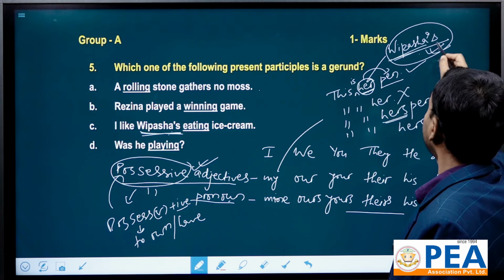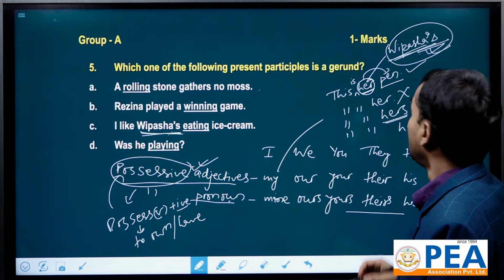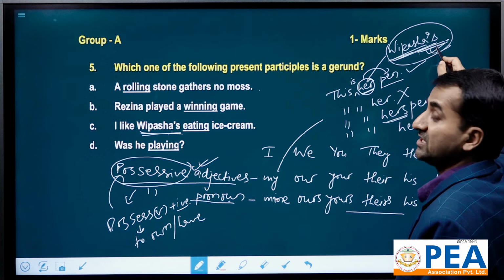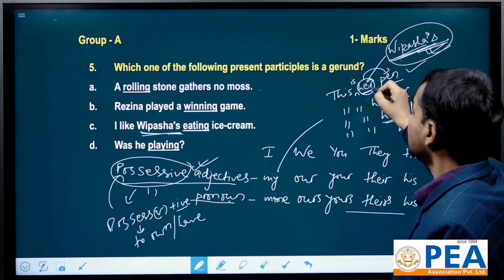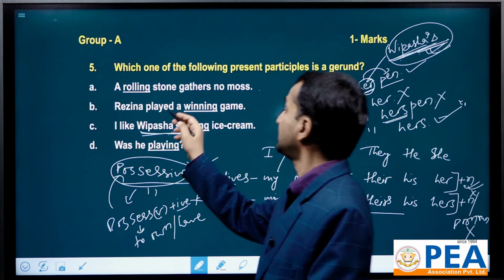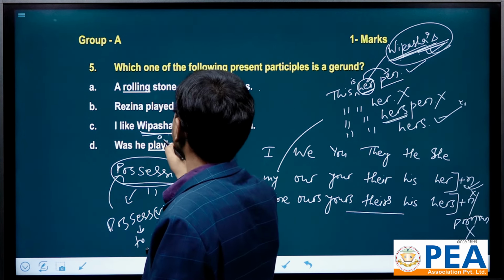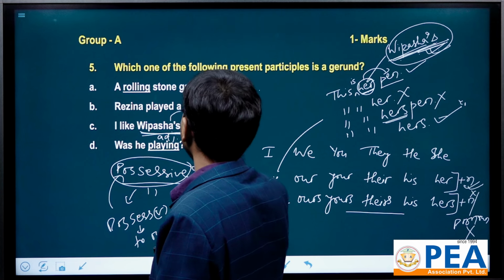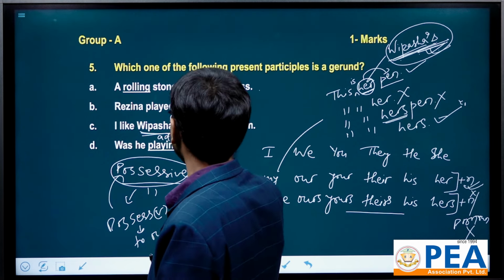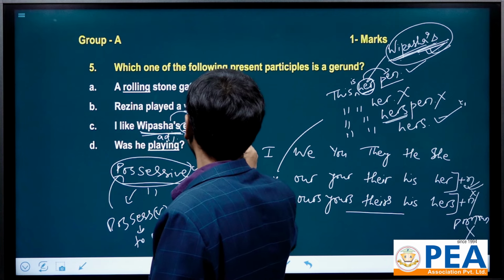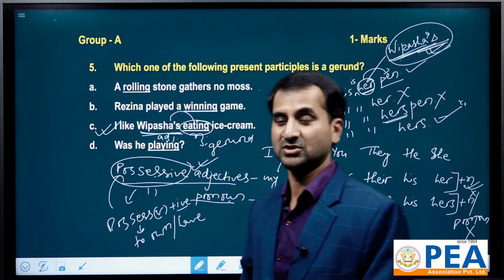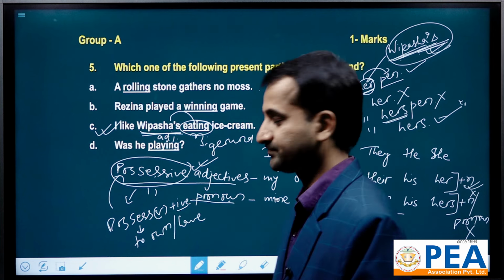Never say here Vipasa's is a noun. Only Vipasa is a noun, but Vipasa apostrophe s is an adjective, and that is a possessive adjective because it has replaced the possessive adjective. And after an adjective always comes a noun. So eating is a noun and that noun is called a gerund. So our answer is this one. This is how simple it is.